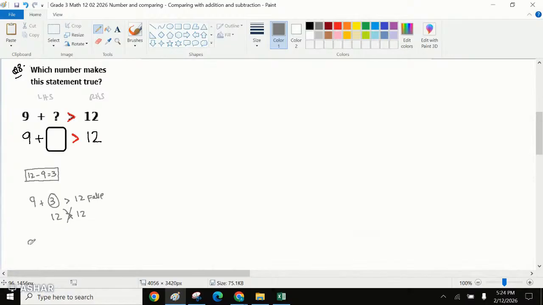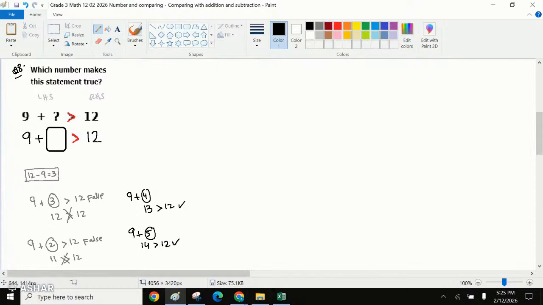If we take 2, is it greater than 12? That is 11, which is not greater than 12. It's still a false statement. So we try a number that is greater than 3. A number greater than 3 would be 9 plus 4. Is 9 plus 4 is 13? Is 13 greater than 12? It's a true statement. If we suppose the number to be 5, that makes it 14. Is 14 greater than 12? It still makes it perfect, right?